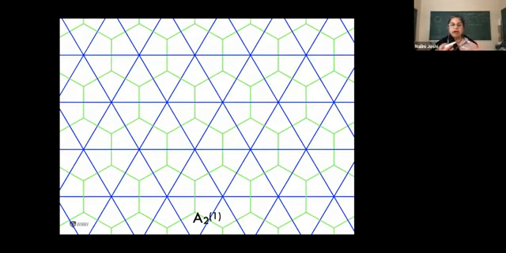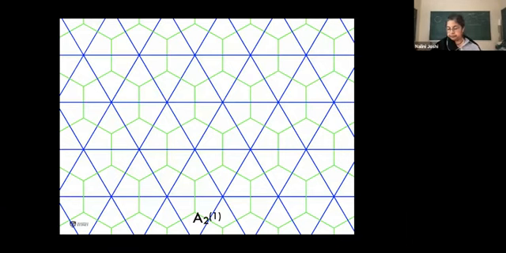If I were to describe it in the language of reflection groups, what I have here is the lattice associated with the group A2, A for A-type, reflection group. There's a whole series of them that was classified by Cartan and Killing. The 2 in the subscript is because I'm looking at the 2-dimensional case, and the superscript 1 is intended to denote the fact that I have an infinite reflection group here.